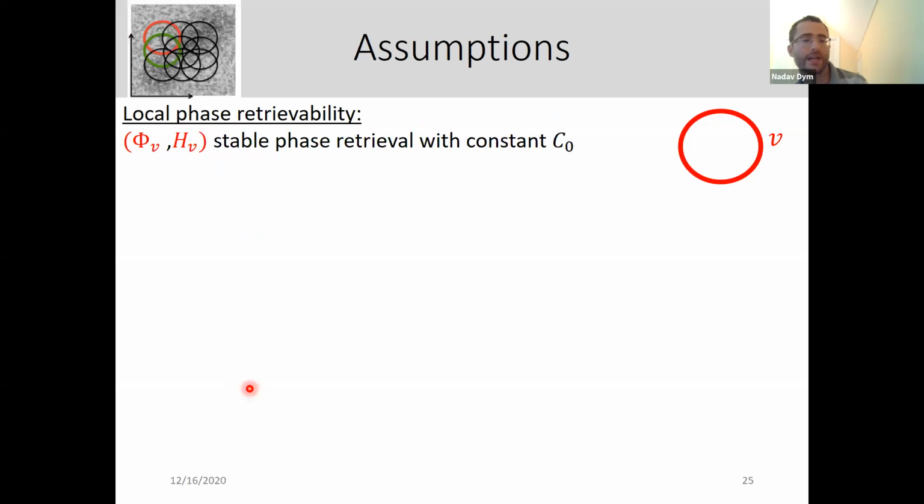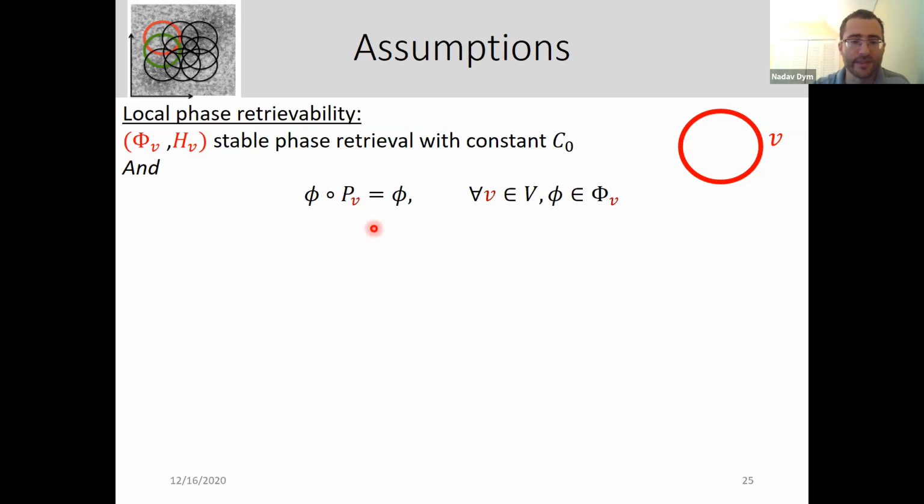On the vertex level, we have the linear measurements phi_v and the Hilbert space H_v. As we saw before, we're assuming that we can do phase retrieval stably there with a constant which doesn't depend on the vertex. We're also assuming that composing the linear functions in phi_v with the projection onto H_v doesn't change the function, which means that if I get a signal f in the big Hilbert space, I can still reconstruct what happens in the H_v specifically, because it decomposes.